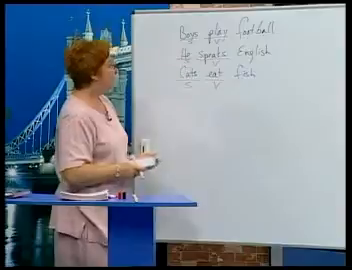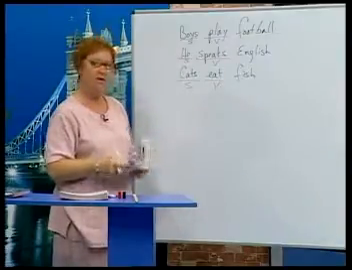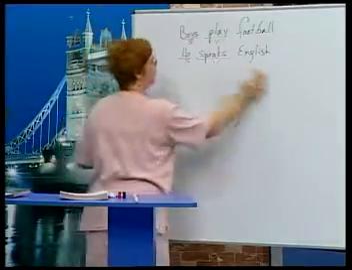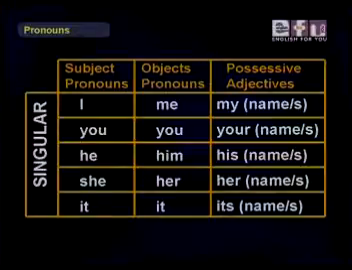Now, let's talk about pronouns for a moment. You know this. This is a review. Okay, now let's make some room here first. If you look at your screen, you'll see a chart of the pronouns that we use when we want to talk about people or things. So let's look at this. The subject pronouns will go across. We have subject pronouns, object pronouns, possessive adjectives. Okay? So I, me, my name.